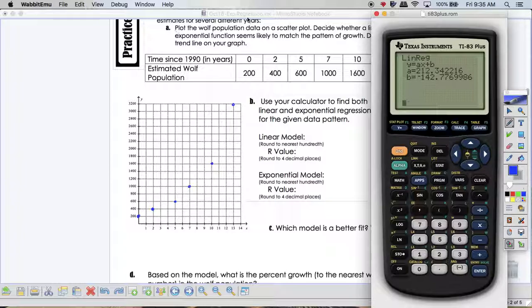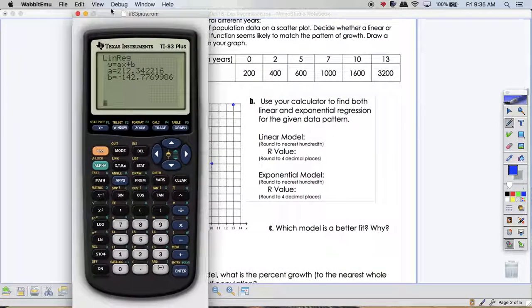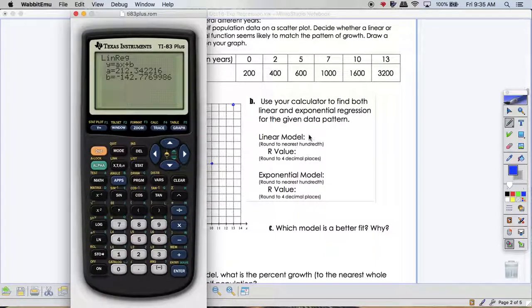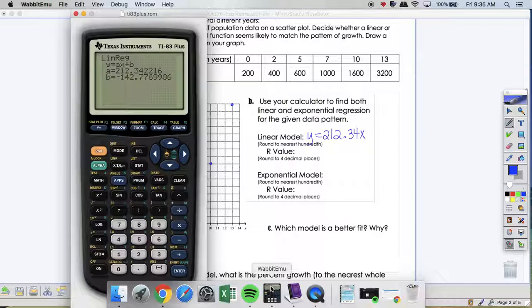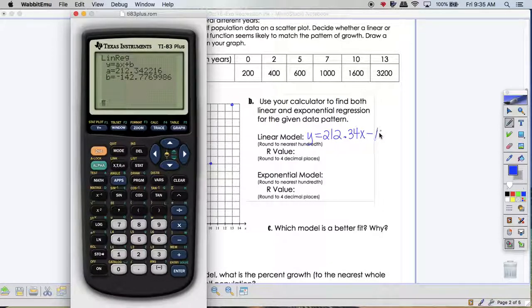Okay, the linear model is this, and this is the line of best fit. It says to round to the nearest hundredth. So this is going to be y equals 212.34x, minus, because it's a negative b value, minus 142.78. Okay, this is my line of best fit. This is the line that fits through the points the best.